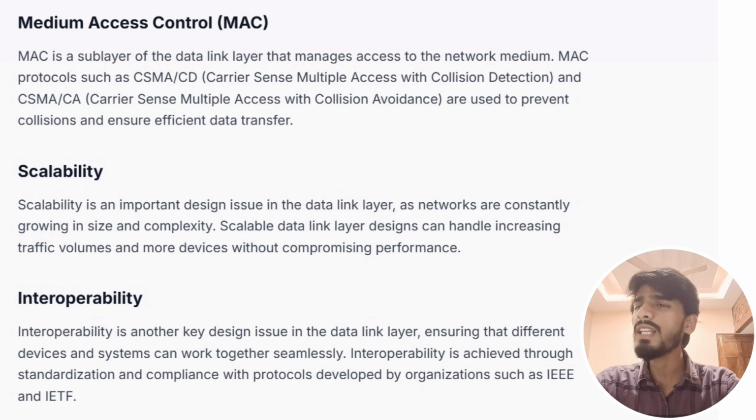Scalability. Scalability is an important design issue in the data link layer. As networks are constantly growing in size and complexity, scalable data link layer designs can handle increasing traffic volumes and more devices without compromising performance. Interoperability. Interoperability is another key design issue in the data link layer, ensuring that different devices and systems can work together seamlessly. Interoperability is achieved through standardization and compliance with protocols developed by organizations such as IEEE and IETF.